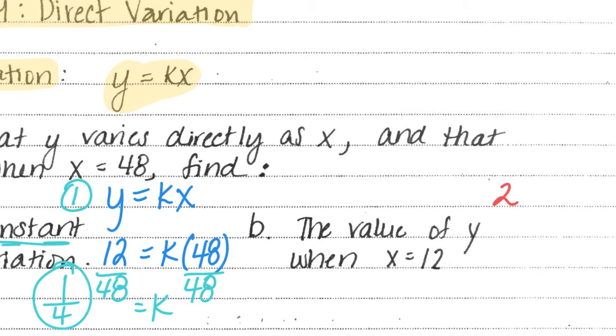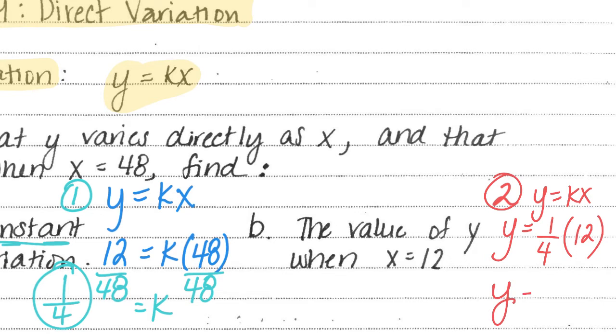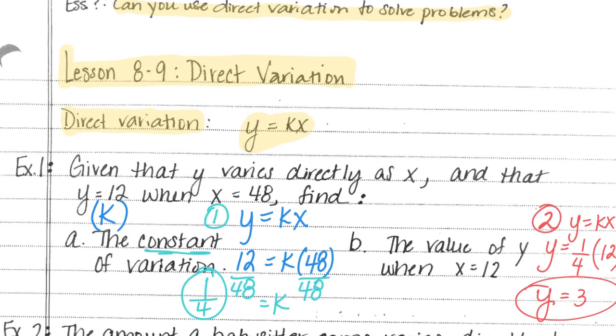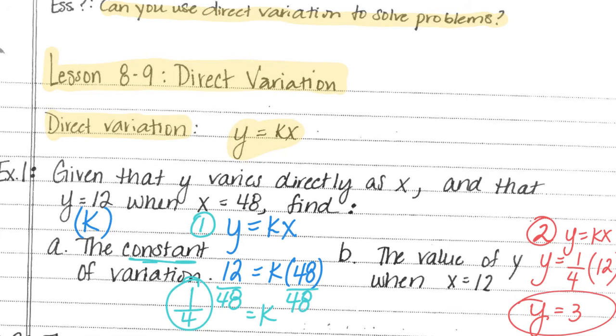So I know that k was equal to 1/4, and now it says if y equals 12 while x equals 48, then find the value of y when x equals 12. Well, we don't know what y is, but now we know our k, because remember we're using y equals kx. Our k is 1/4, and my x is 12. So the answer to this question is 3. So that is using the constant of variation, and you'll need to know that word, the constant of variation, to find the answer.